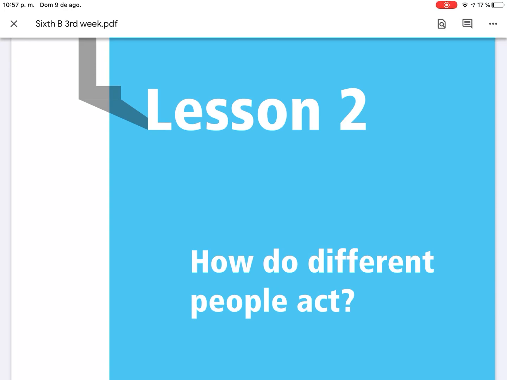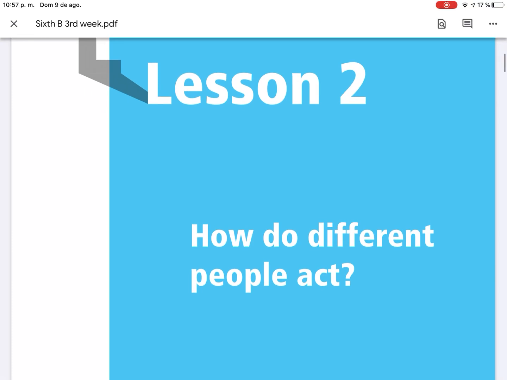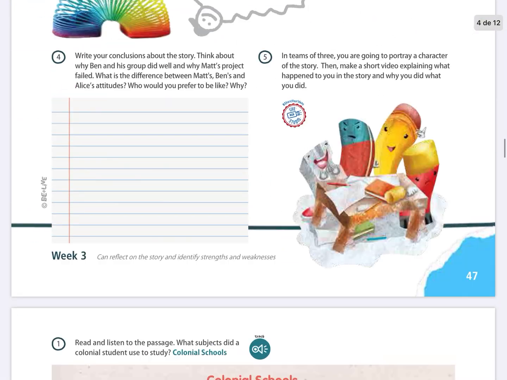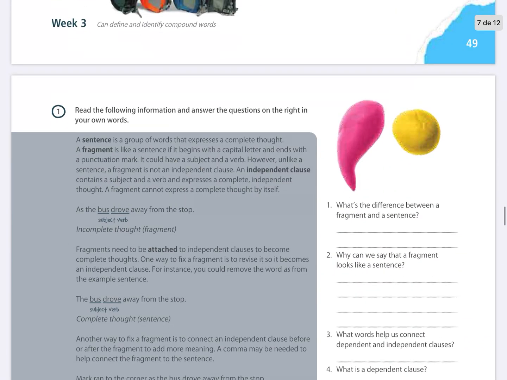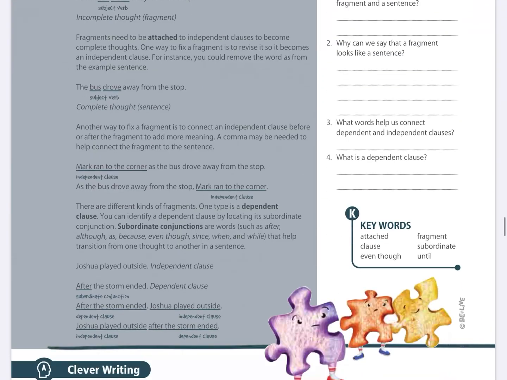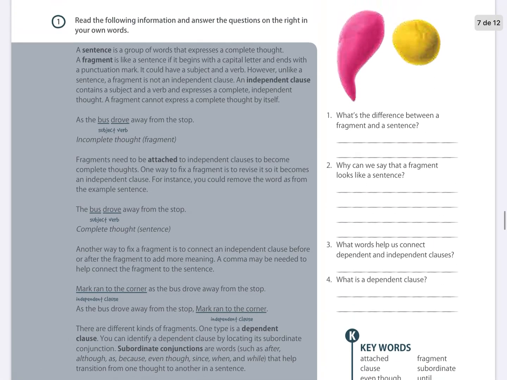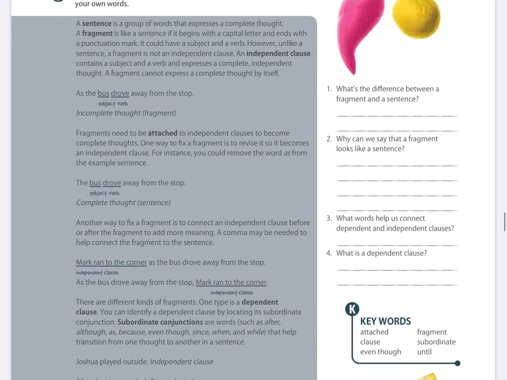We are going to continue with our lesson 2 from Shaping My Language. This week, don't forget that we are talking about how different people act. To continue in our activities, we are going to continue from page 50 of your book. On page 50, we are going to talk about what a sentence, a fragment, a clause, a dependent clause, and subordinating conjunctions are.